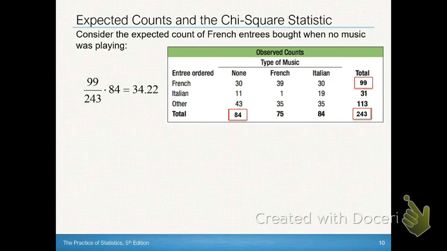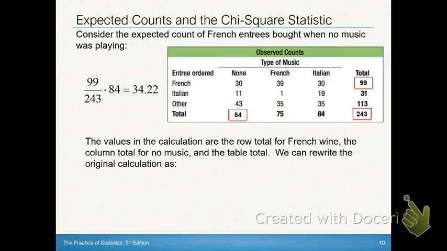So for example, the 30 people that had no music and then ordered a French entree. Theoretically, if we're using proportions, what we're going to do is we're going to take the row total, so the French total, which is 99, and then the type of music total, the none column, which would be 84, and then divide by the table total, which is the 243. If these were really evenly distributed, our expected count would be about 34.22 people that listened to no music and then ordered a French entree. So we can see that that expected value is a little bit higher than the actual value that happened, those 30 people.